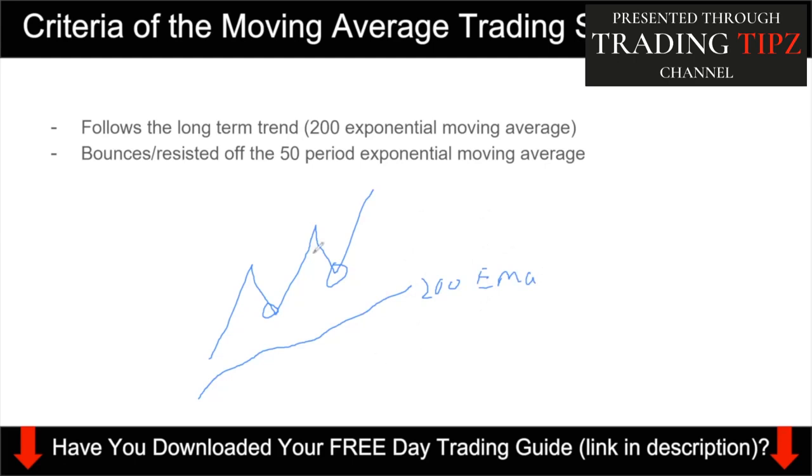If you see that price is above the 200 EMA, you do not want to be selling. This is very important. Even if the 50 period moving average is down, meaning that maybe the 50 period moving average is higher, but price is still above the 200 moving average, you will still want to buy. You do not want to be looking for selling opportunities.